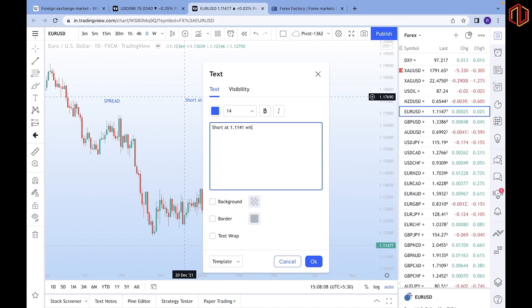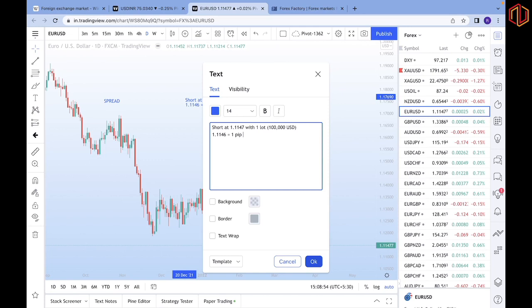Okay, I think it's 1.1147, not 1.1141. Now as the market moves from this 1.1147 in our favor, let's say it goes to 1.1146, just one pip down. So price comes to 1.1146. This is the movement of one pip in our favor.